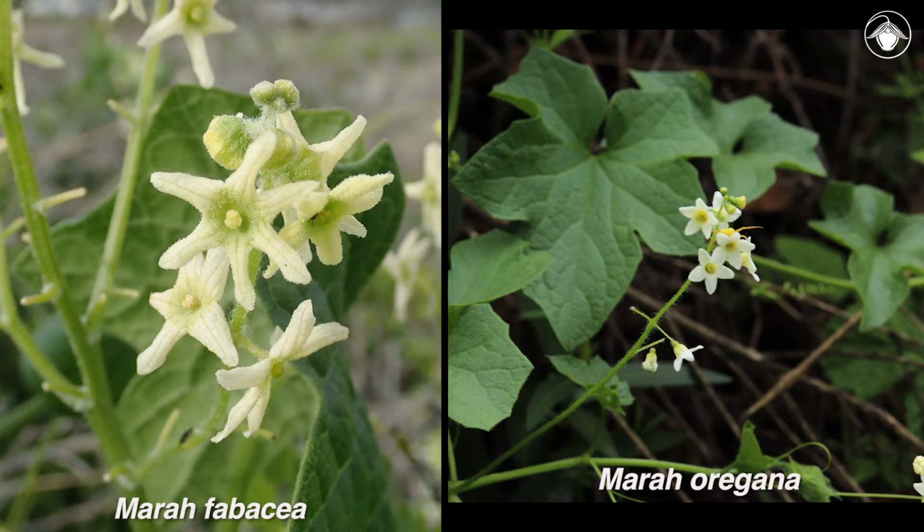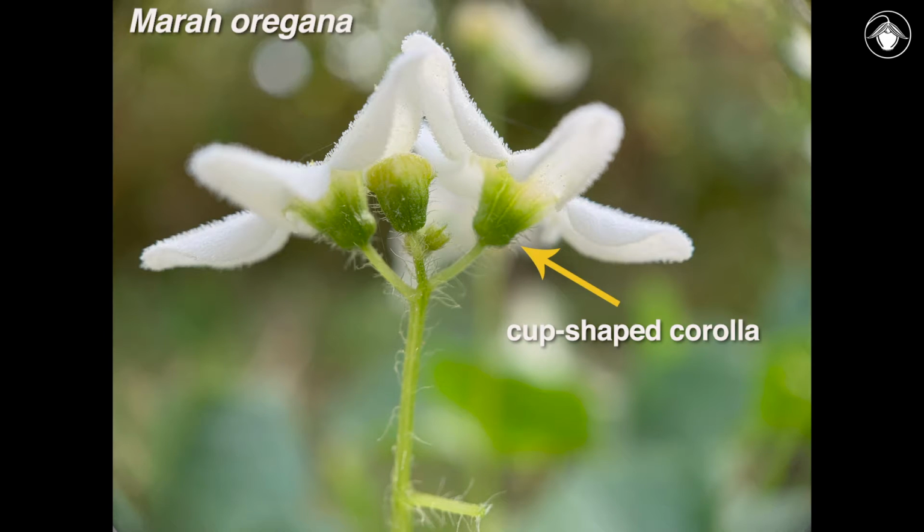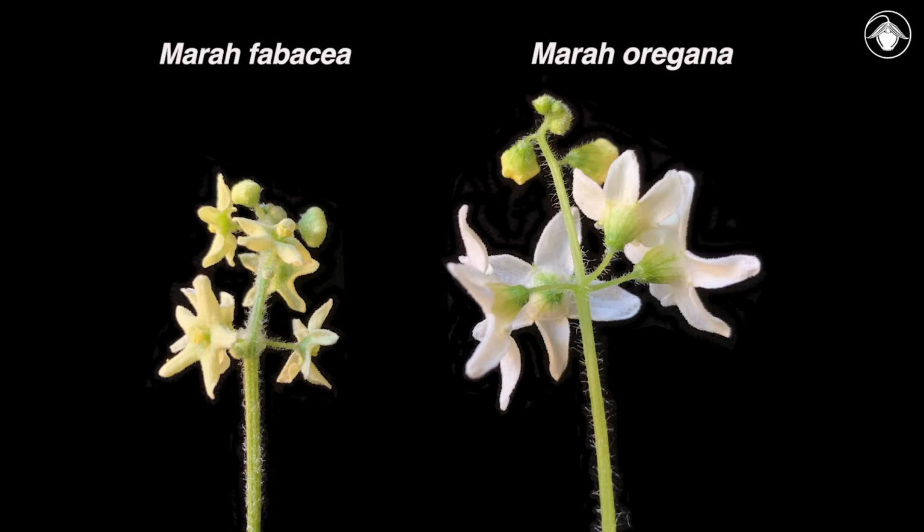In the San Francisco Bay Area, we encountered 2 species, Marah fabaceae and Marah oregana. To differentiate between these 2 species, start by looking at the shape and color of the corolla. Marah fabaceae has a rotate corolla that is yellow-green to cream or white in color. Marah oregana has a cup-shaped corolla that is white. Looking at them together, it's easier to see the difference in corolla shape and color.